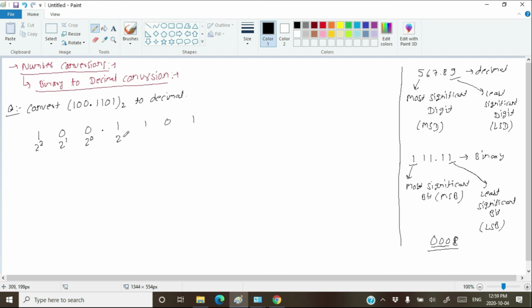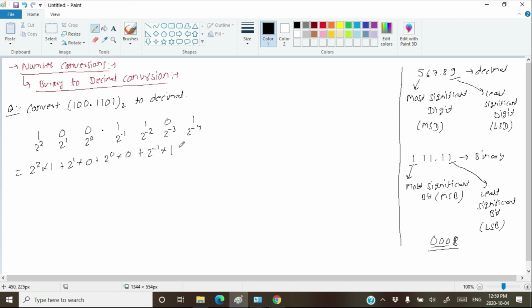like 2 to the power minus 1. The weight should start with minus 1. When you give the weight to the fractional parts, the weight should start with 2 to the power minus 1. Then write 2 to the power minus 2, 2 to the power minus 3 and 2 to the power minus 4. When you multiply these weights by corresponding bits, you will get the decimal of the given binary number. So 2 square multiplied by 1 plus 2 to the power 1 multiplied by 0 plus 2 to the power 0 multiplied by 0 plus 2 to the power minus 1 multiplied by 1.